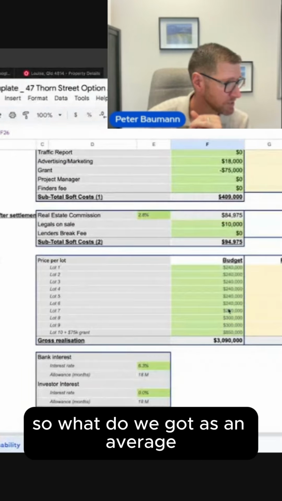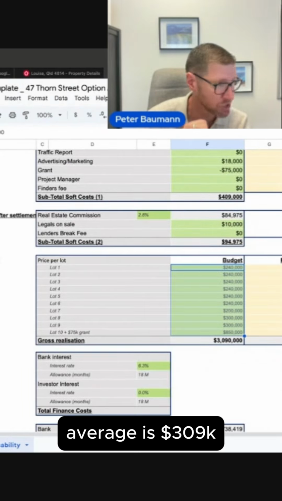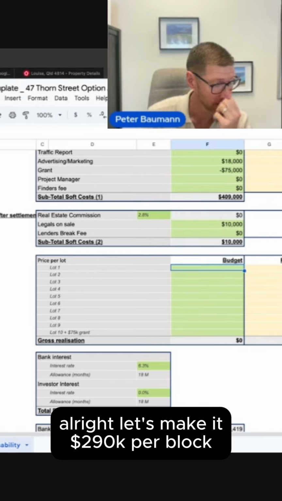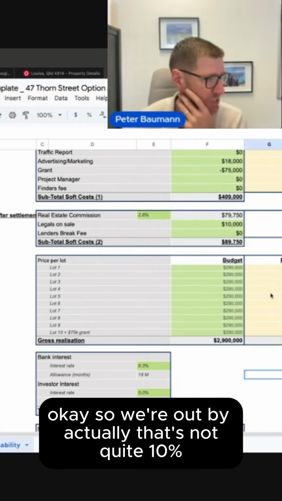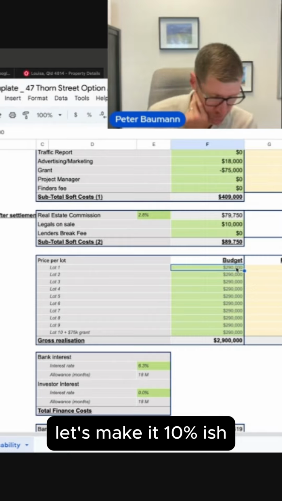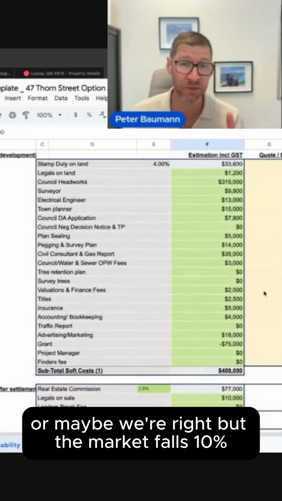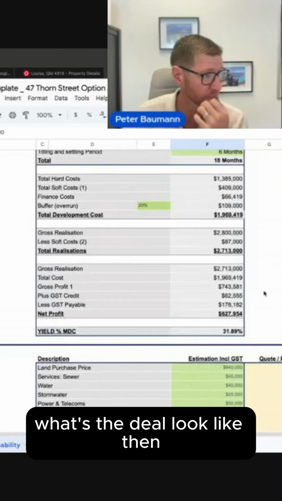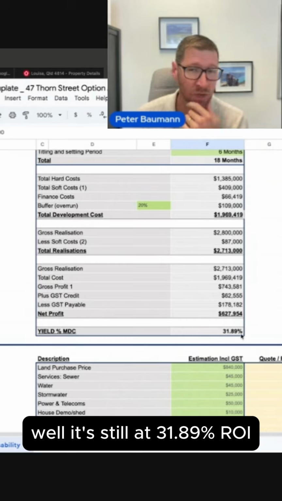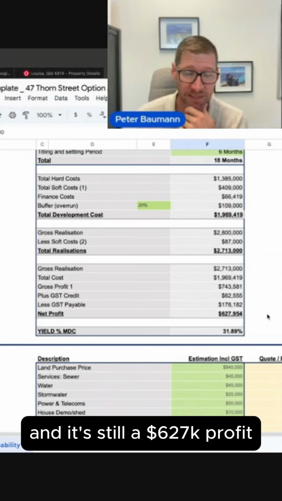All right, so what do we got as an average price? Average is 309. All right, let's make it 290,000 per block. Okay, so we're out by, actually that's not quite 10%. Let's make it 10%-ish. We are out by 10%, or maybe we're right, but the market falls 10%. What's the deal look like then? Well, it's still at 31.89% ROI, and it's still a $627,000 profit.